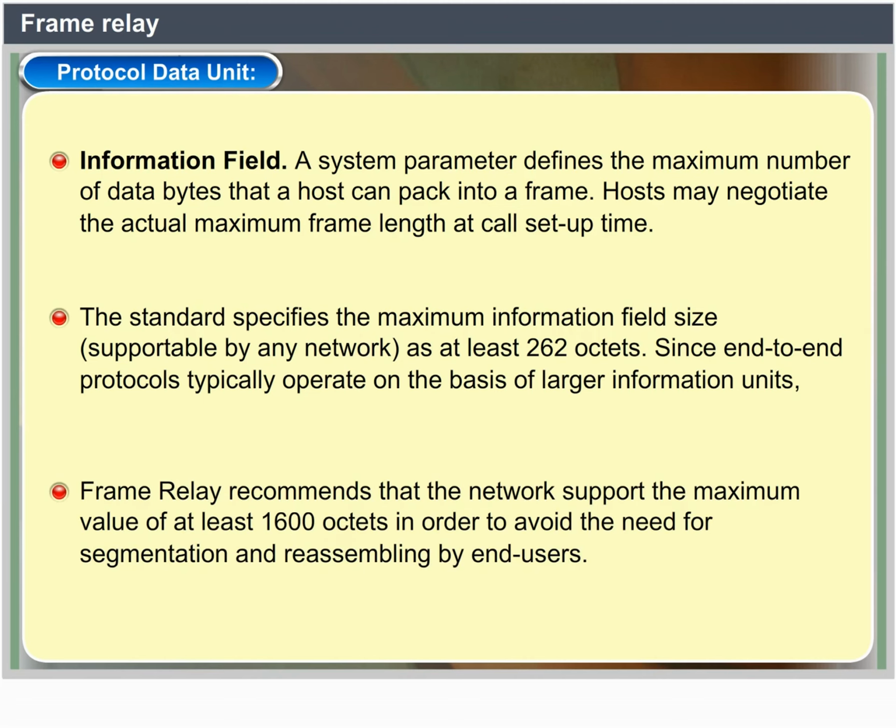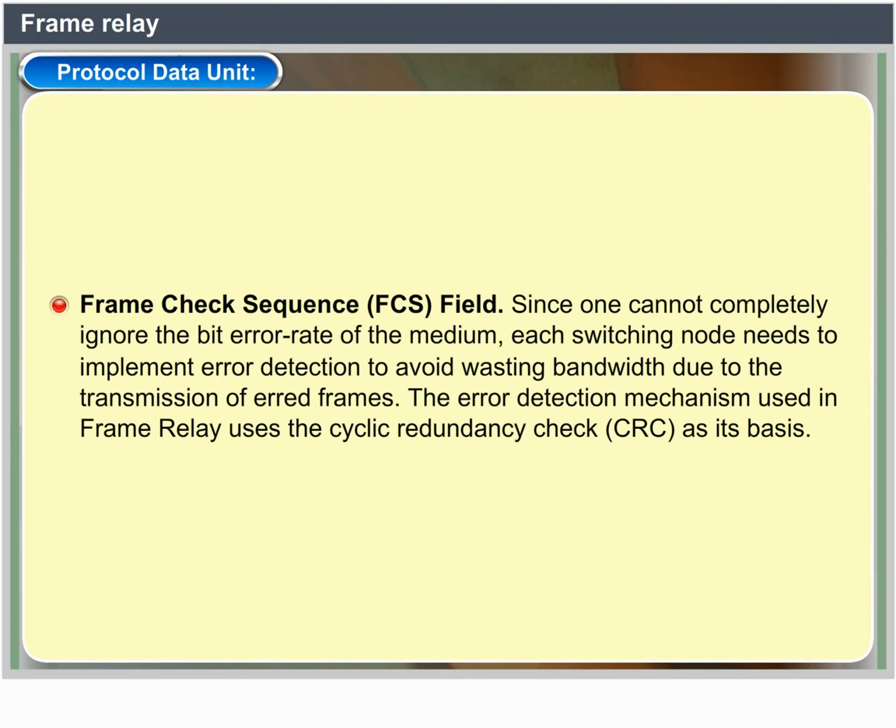Frame check sequence, that is FCS field. Since one cannot completely ignore the bit error rate of the medium, each switching node needs to implement error detection to avoid wasting bandwidth due to the transmission of errored frames. The error detection mechanism used in Frame Relay uses the cyclic redundancy check or CRC as its basis.